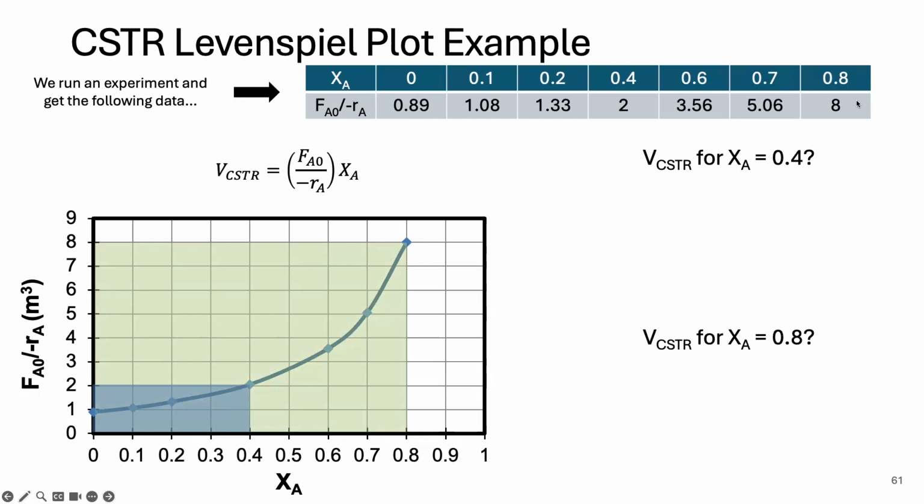Whereas if we wanted to achieve a conversion of 0.8, now twice the conversion, we see that the total volume required would be 8 times 0.8, or 6.4. So that is several times greater than the volume to achieve half the conversion, about 8 times.